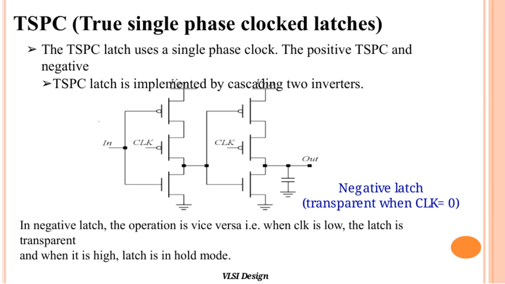The way TSPC latches are implemented is quite elegant, by cascading two inverters. This setup creates either a positive or negative TSPC latch, depending on how it's configured, ensuring efficient operation within complex VLSI circuits. This single-phase approach helps reduce clock skew and power consumption, making it highly valuable in modern digital designs.